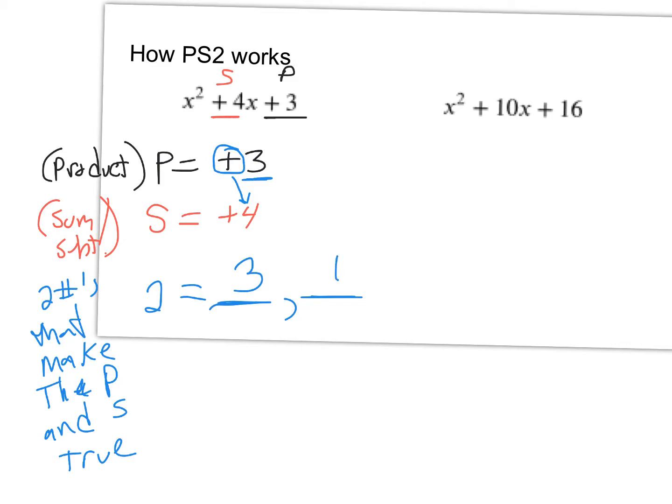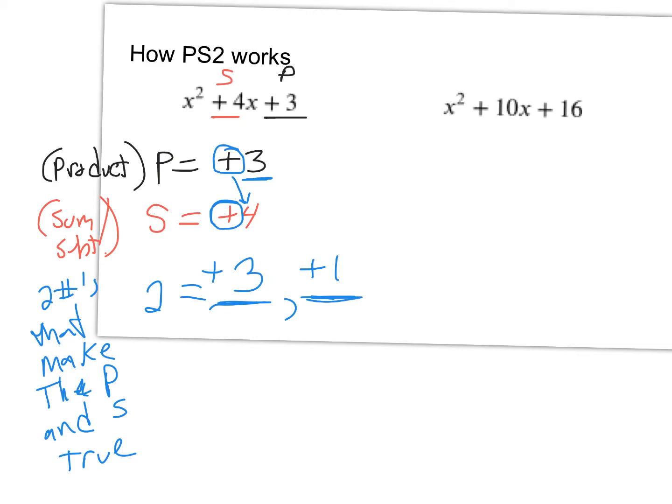Now, for the last part, we need to worry about the signs. I need positive 4 when I add these two numbers together, the 3 and 1. So what would the signs have to be to give me a positive 4? They'll have to be both positive, right?